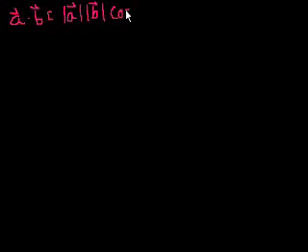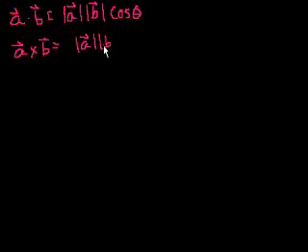A dot B, the dot product, is the magnitude of A times the magnitude of B times cosine of the angle between them. A cross B is equal to the magnitude of A times the magnitude of B times sine of the angle between them, so kind of the perpendicular projections of them, times the normal unit vector that's perpendicular to both of them, and you figure out which of the two perpendicular vectors it is by using the right-hand rule.